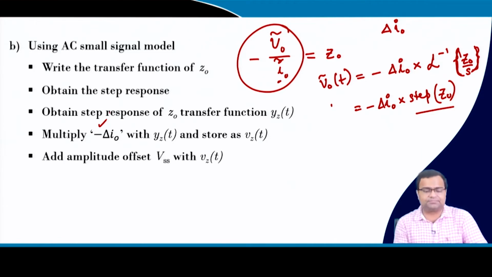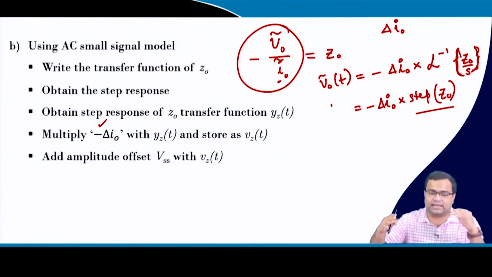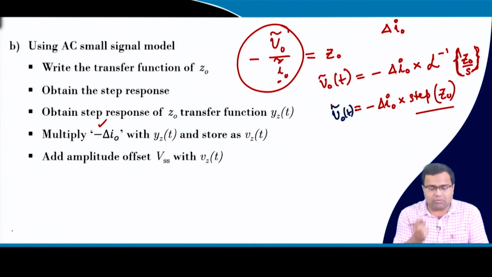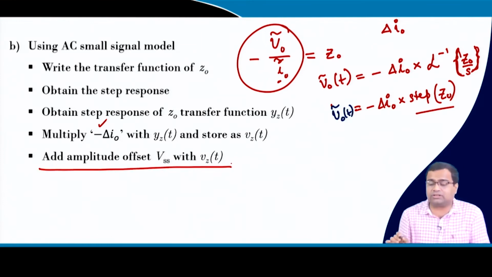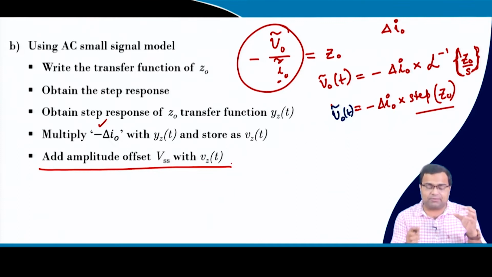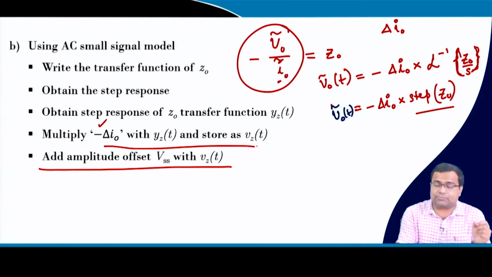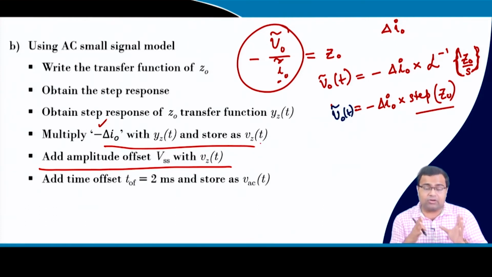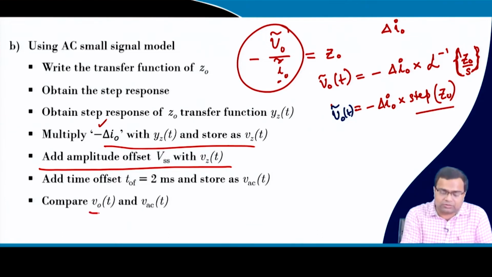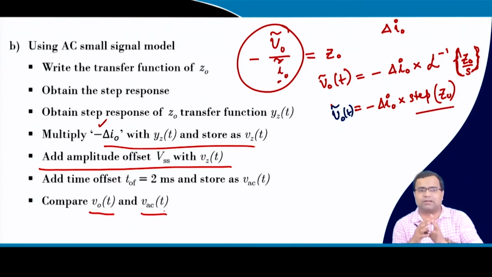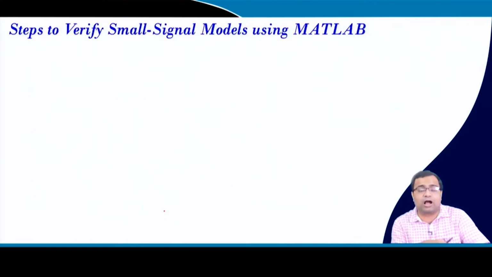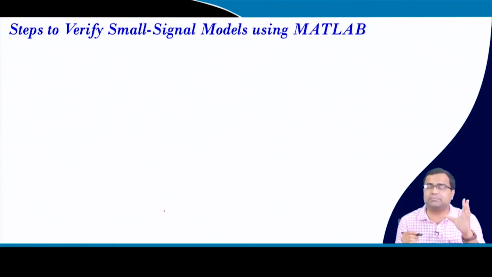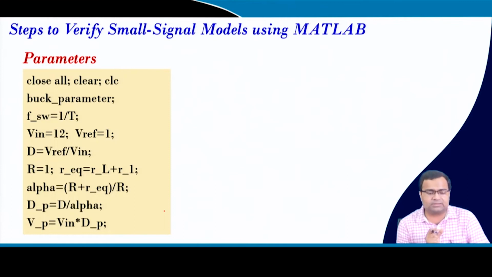Okay. Next, after getting this, it is just the AC equivalent circuit, so it will give the AC excitation, right, it does not have any DC. So, now we need to add an amplitude offset to the step response that we obtain from the AC simulation. Then we also need to add an offset time, and we will slowly come to this point, and then we want to compare the actual switch simulation and the result obtained from the small signal model. So, let us see how in MATLAB we can verify the small signal model step by step using transient simulation.